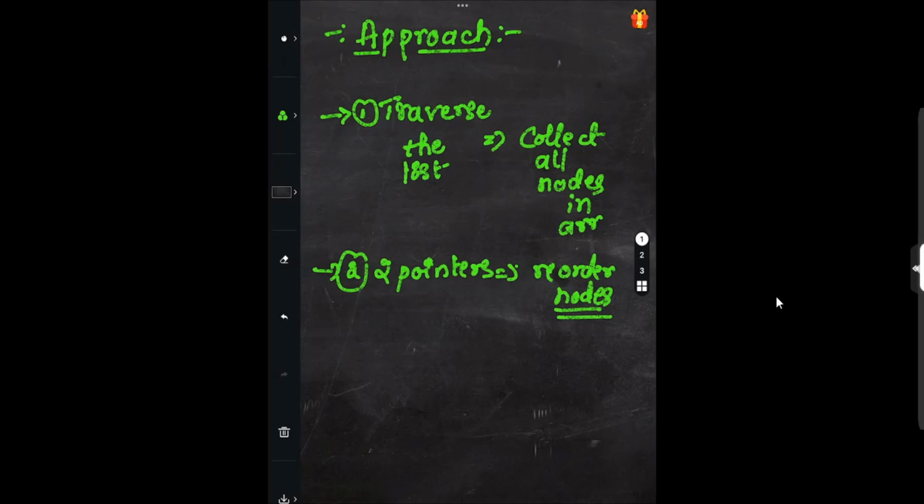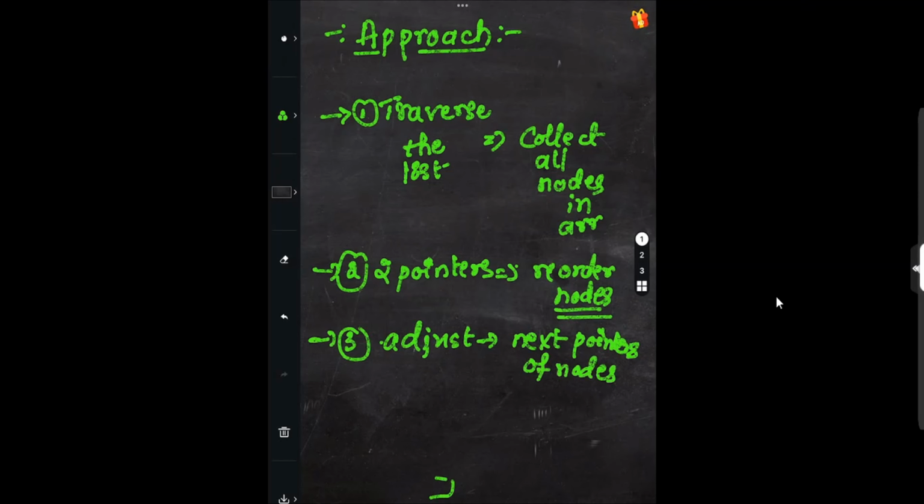Let's move on with the third step. The third step is to adjust the next pointer of the nodes to achieve the required order. This is a very important step. Why are we adjusting the next pointers of the nodes? To achieve the required order. The order I have already shown, and they have clearly mentioned it in the question. We'll be adjusting the next pointer of the nodes to achieve the required order.